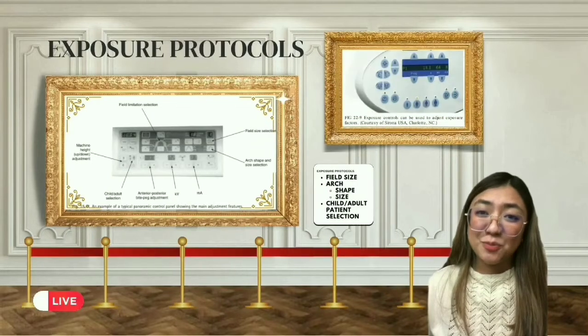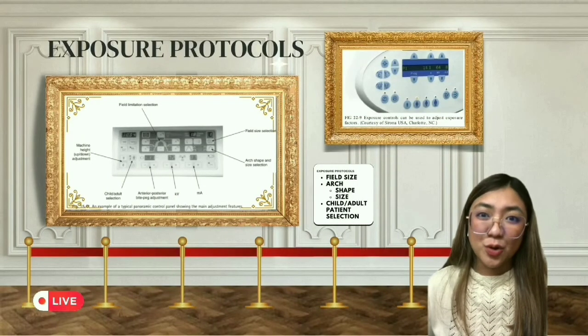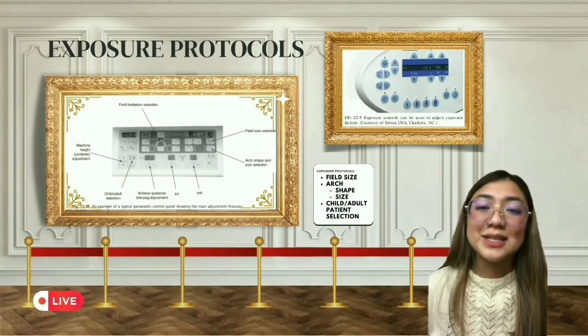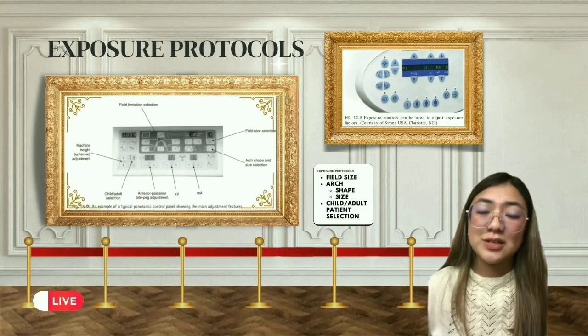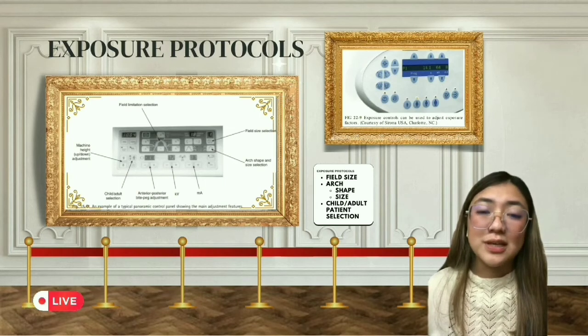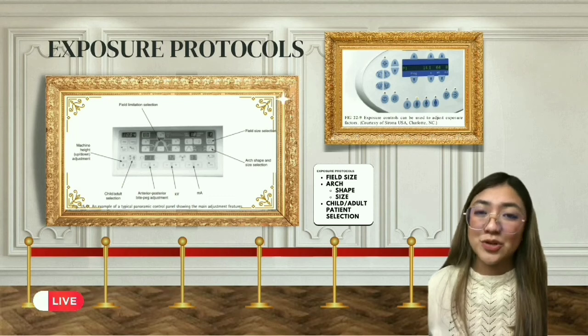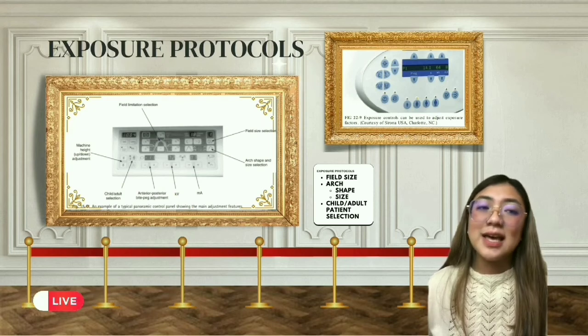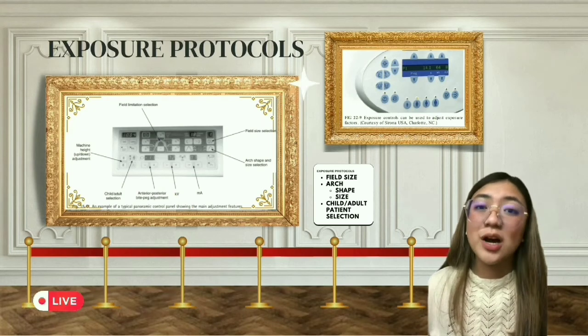So for the last portraits of the exposure protocols, this depicts other X-ray units which offer wider parameters to better accommodate and personalize exposure settings. This may include field size, arch shape and size selection, and a ready button to indicate if the patient is a child or an adult.